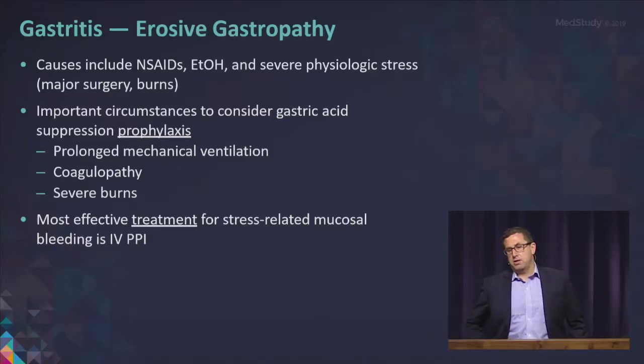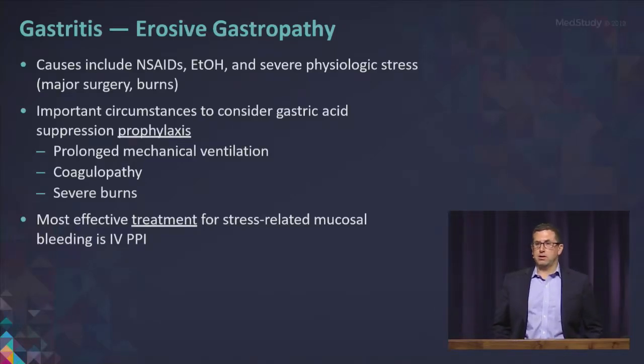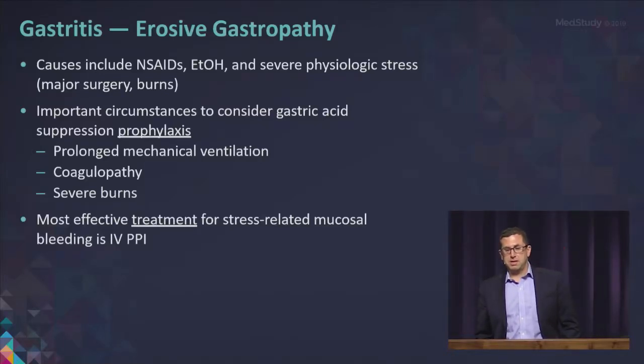Gastritis has a number of other causes aside from H. pylori and pernicious anemia. Probably the most common would be NSAIDs. Alcohol could also cause gastritis, as can severe physiologic stress, such as major surgery or burns. There are some important circumstances to consider gastric acid suppression for prophylaxis to prevent any issues such as frank ulcer formation or bleeding.